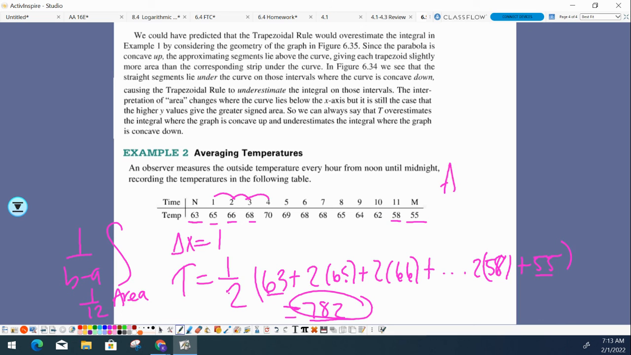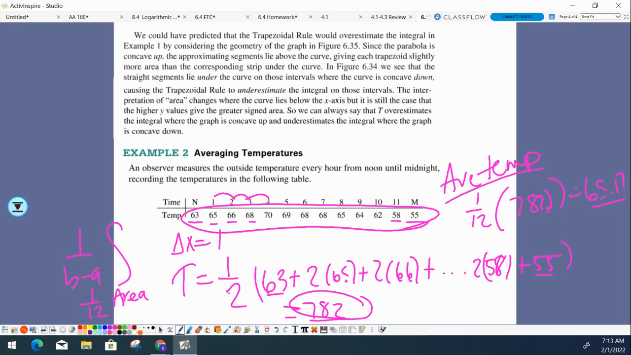So our average temp is 1/12 times 782. So it's about 65.17. Notice this is within this range of temperatures. So that's our final answer.